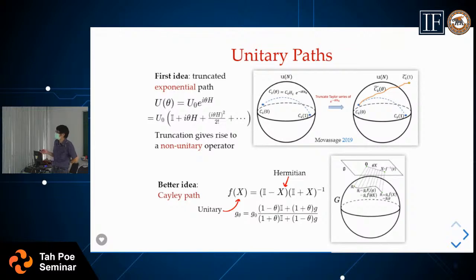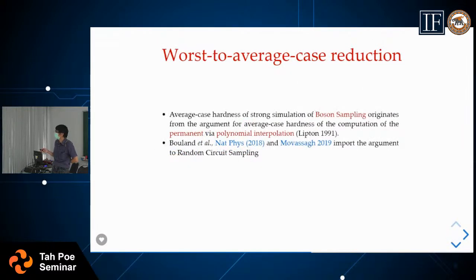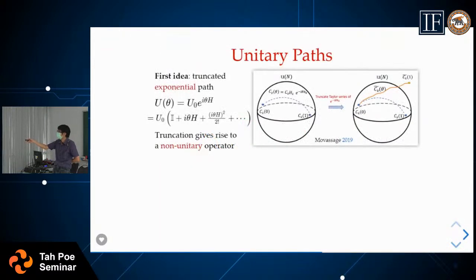So the first idea: I have to give credit to Adam Bouland and Mowasak, who were the first to import these techniques to random circuit sampling. The first thing they tried is, how can you extrapolate between unitaries by some kind of polynomial? In the end, you want extrapolation of outcome probabilities, right?